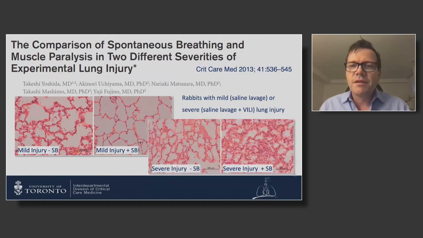But in rabbits with severe lung injury, when there was no spontaneous breathing, when they were paralyzed, there was less inflammation. With severe injury and the addition of spontaneous breathing, it was much worse, and much worse than the mild injury with no spontaneous breathing. So there seems to be an effect modifier of the severity of lung injury about how much spontaneous breathing we should be letting happen, at least in the early phases of the disease.